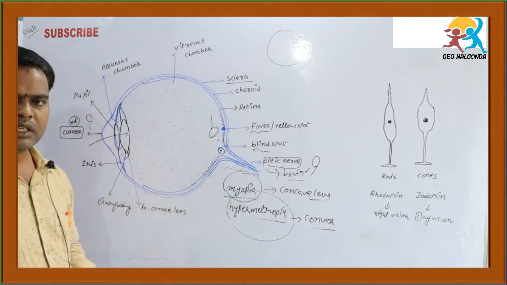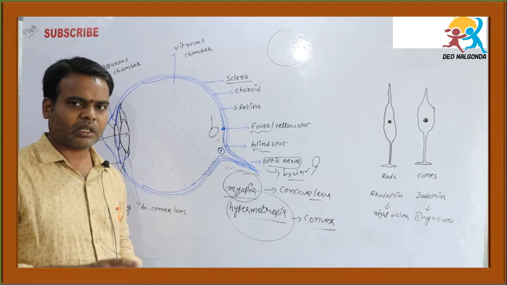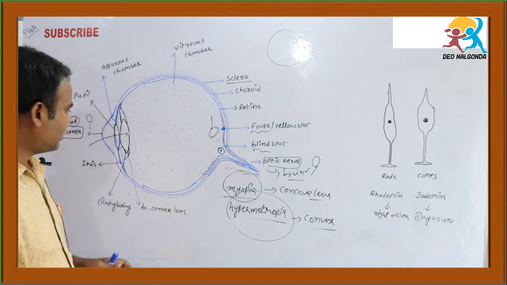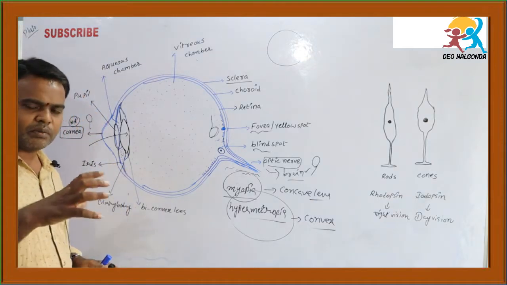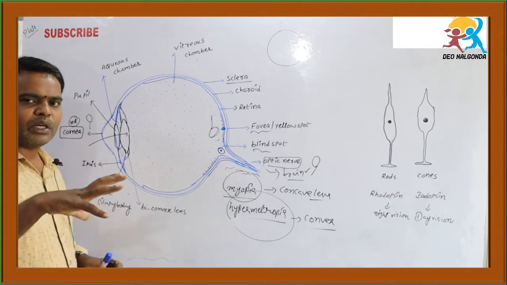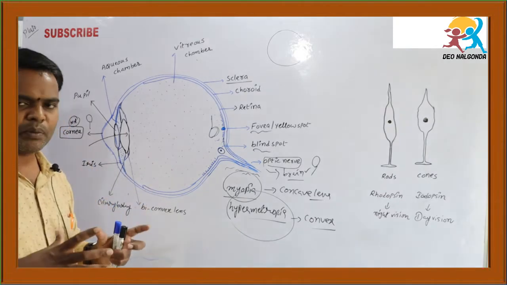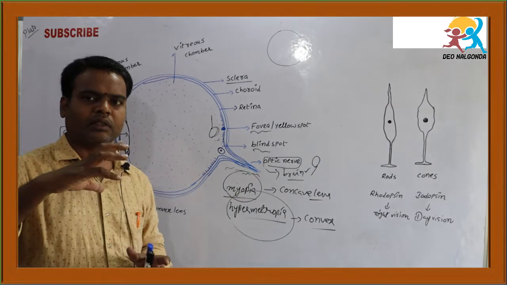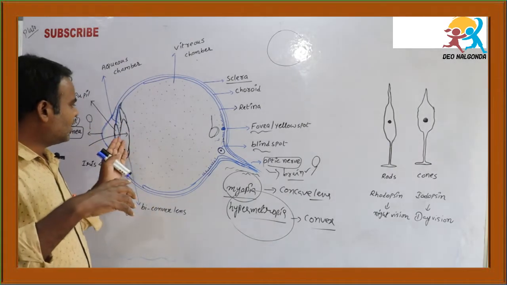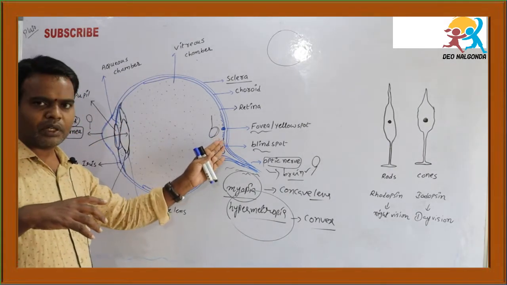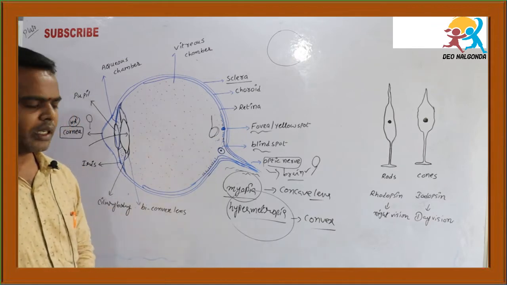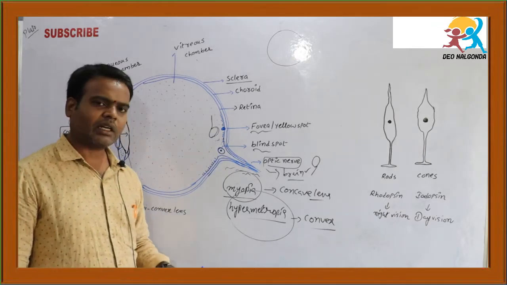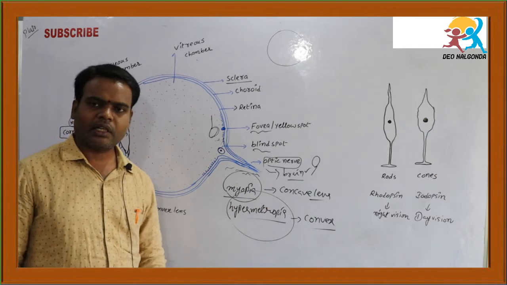Okay, so these are the general eye defects which are caused by defects in the ciliary muscles. When the ciliary muscles are affected, the lens is not held properly by the muscles, and due to that the image will not form on the retina properly. Then it leads to different types of eye defects, and they are corrected by the concave lens and convex lens.